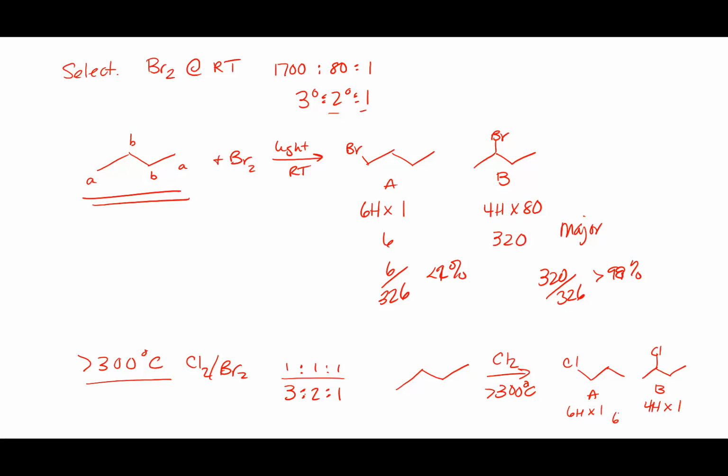And so I'm going to get a 6-to-4 ratio, but notice now I'm favoring 1-chlorobutane versus 2-chlorobutane. Before, 2-chlorobutane was the major product, now 1-chlorobutane is. So I've switched major products.